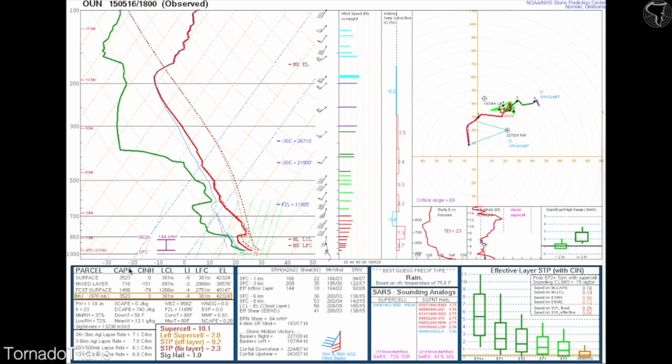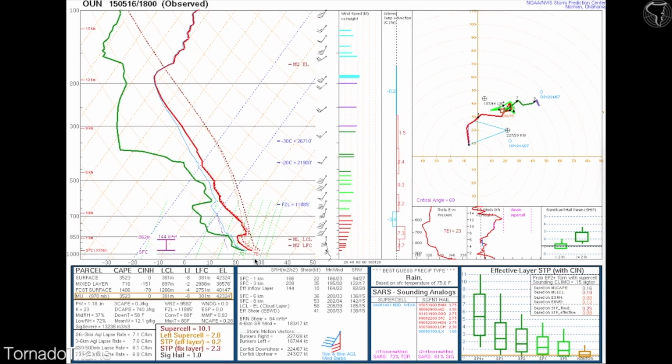And as you can see, your surface-based CAPE is 3523. That's because if you lift a parcel from the surface, it's quite unstable. However, at mixed layer, it's 716 with 151 of that being CIN. We'll talk about that in the cap at some point in the future.